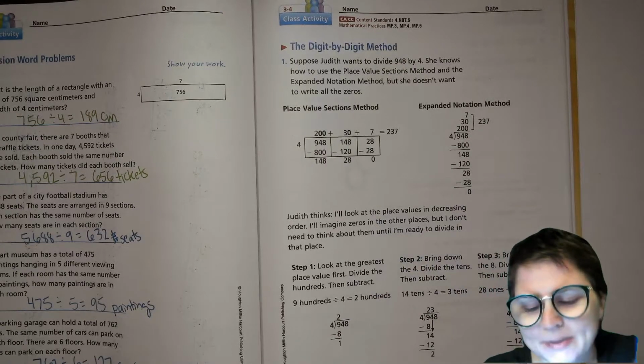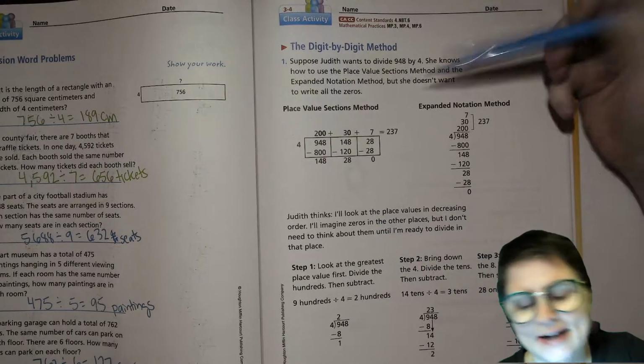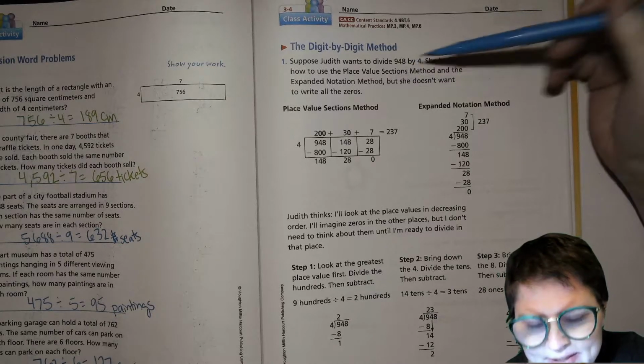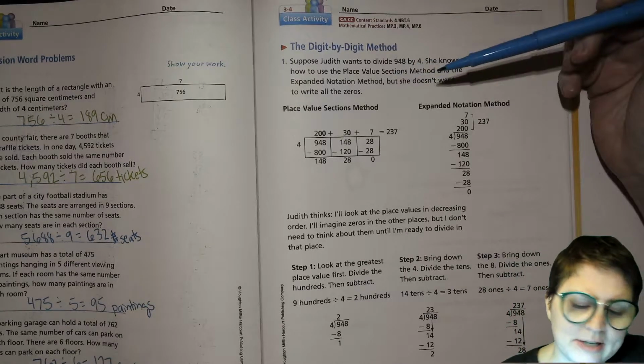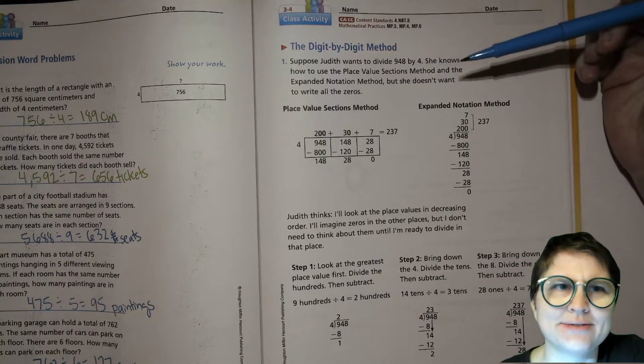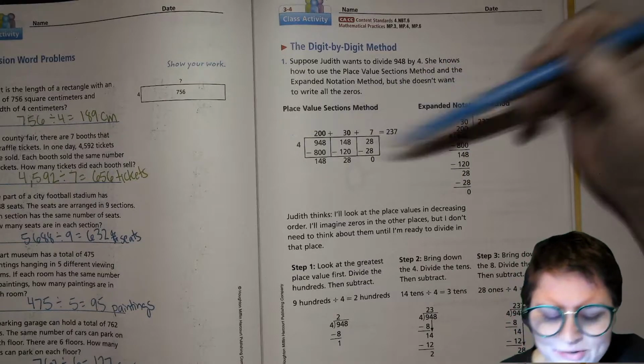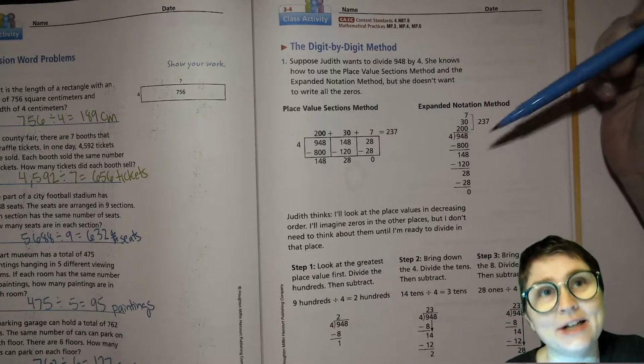All right. Number 1, suppose Judith wants to divide 948 by 4. She knows how to use the place value sections method and how to use the expanded notation method, but she doesn't want to write all the zeros. I feel that way sometimes. So here she's got the whole method. It's a lot of space and a lot of writing, right?